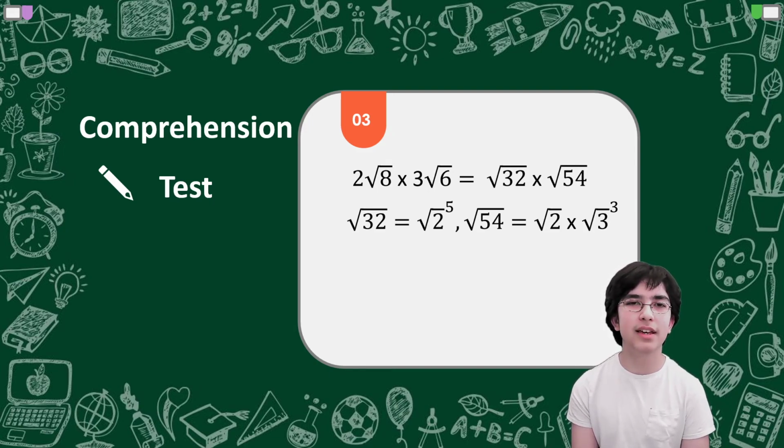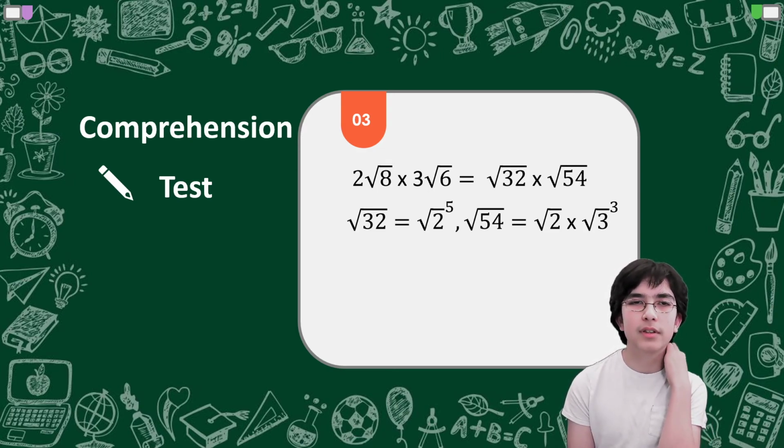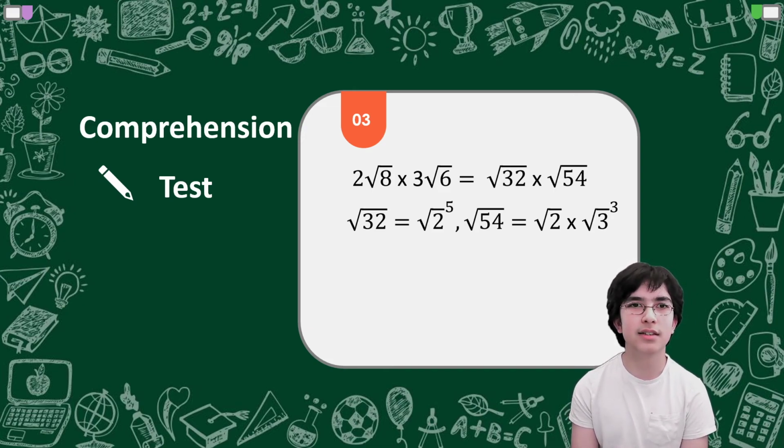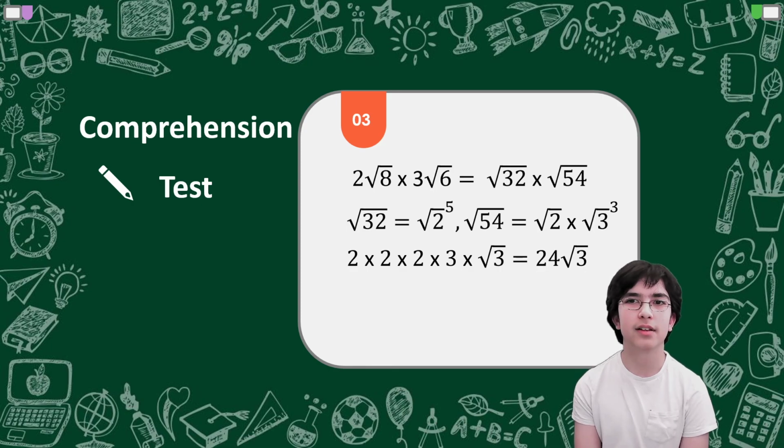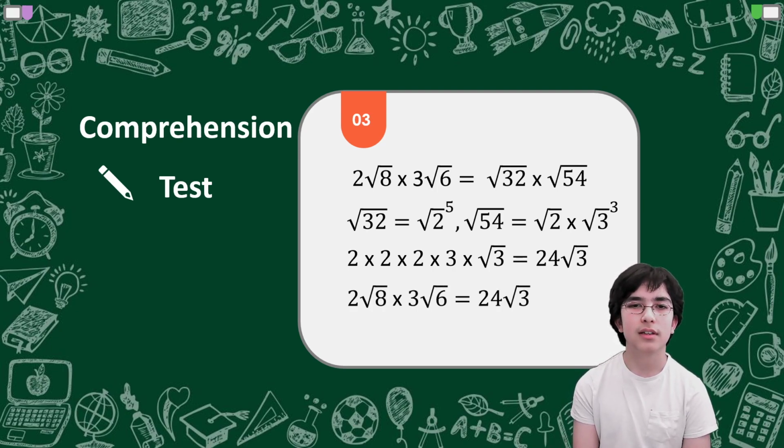And then we take out the surd pairs. So the square root of 2 to the power of 5 times the square root of 2 means there are 6 instances of the square root of 2. And there are 3 instances of the square root of 3, but we only take pairs, so we'll only take out 1. So it adds up to 2 times 2 times 2 times 3 times the square root of 3, ending up as 24 root 3. So 2 root 8 times 3 root 6 is 24 root 3.